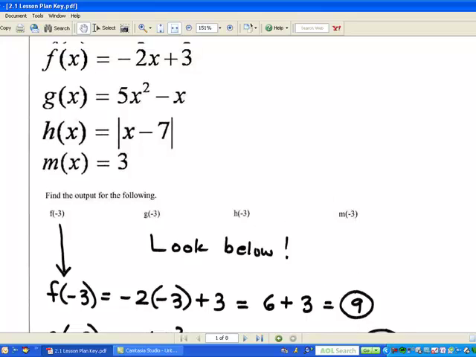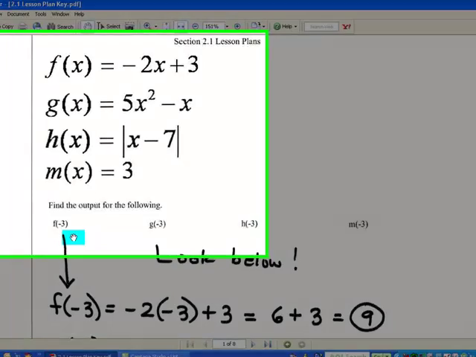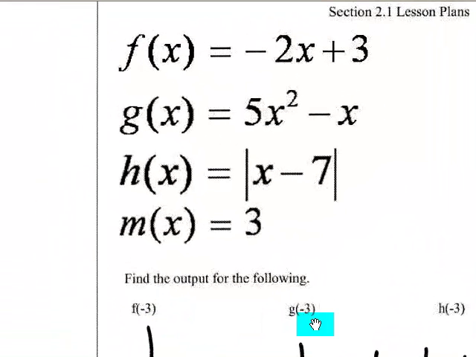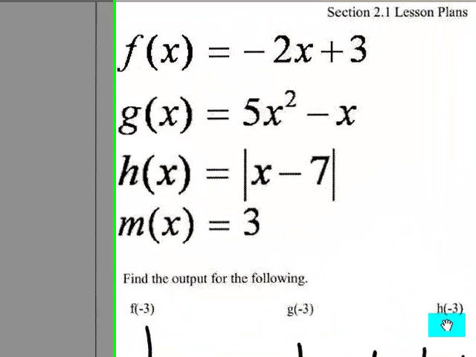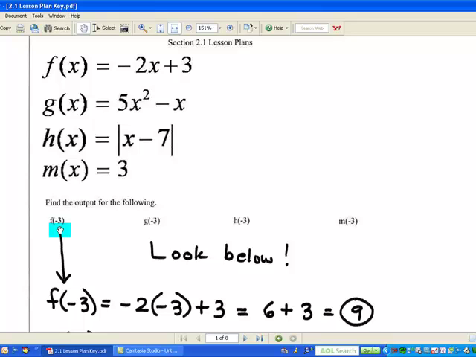what you're asked to do is find f of negative 3, then g of negative 3, then h of negative 3, and then m of negative 3. So in this particular problem, negative 3 seems to be a popular input, but notice you're putting it into four different functions. When you see this notation, f of negative 3 is the way you read it, and what you're being asked to do is to put the number negative 3 into the function f.